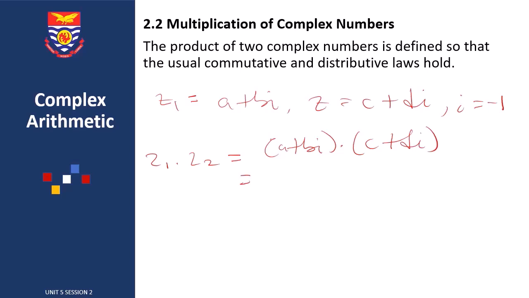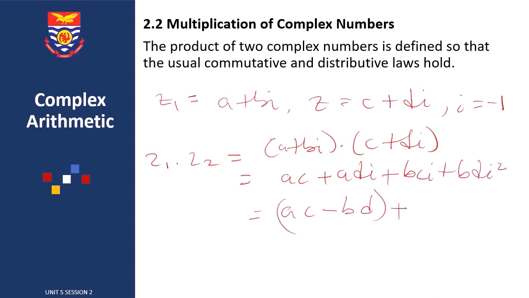You multiply them together: ac plus adi plus bci, and the last one plus bdi squared. Don't forget that i squared is minus 1, so I get ac minus bd. Then I can simplify using the distributive law on the i terms, ad plus bc times i, and that is the multiplication rule.